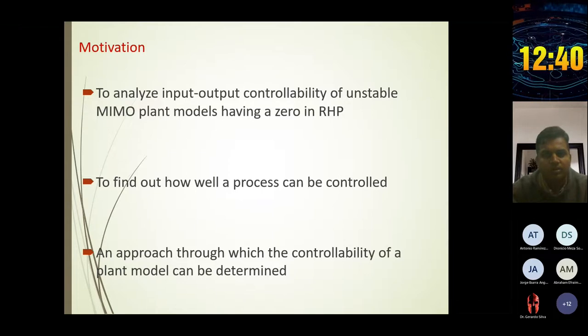So basically these kinds of limitations are considered. First of all, the instability, and the second one is having a zero in the right half plane. So the motivation is to find out how well a process can be controlled, based on the assumption that my input signal, error signal, and output signal are all within the boundary of plus minus one, right? So the maximum value that the input, output, or error signal can attain is going to be considered as one.